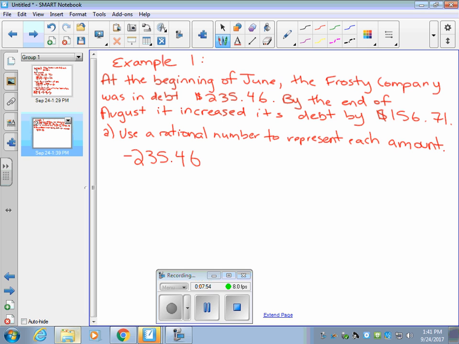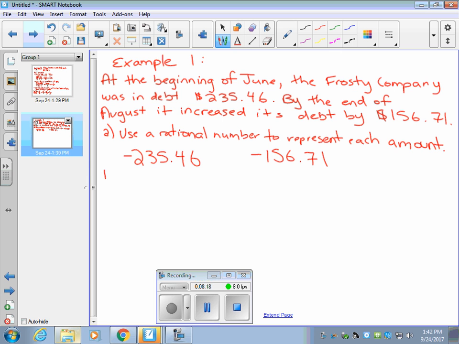The second number says it increased its debt by 156. This is tricky because it says increase. That makes you believe that it should be positive. However, you're increasing your debt, which means you're getting more negative. So this second rational number is also going to be negative 156.71.